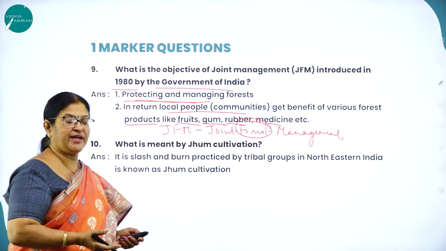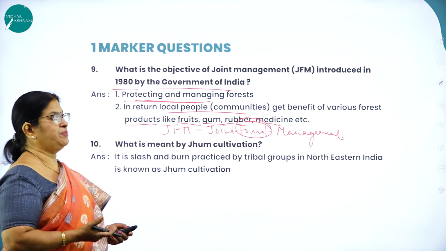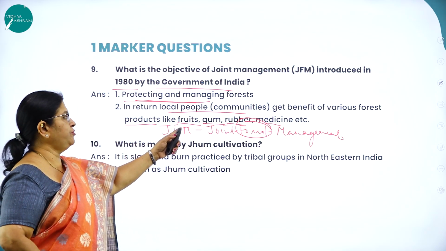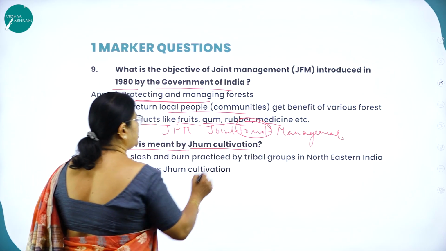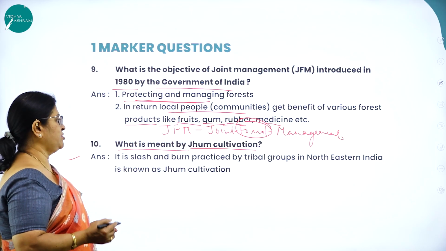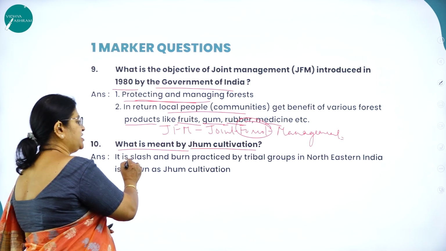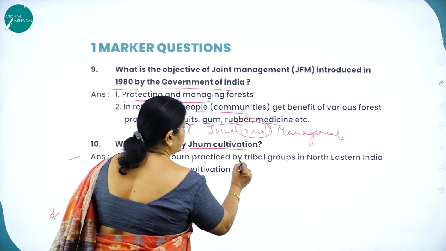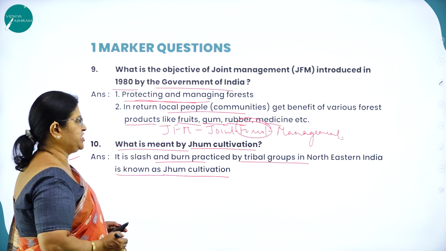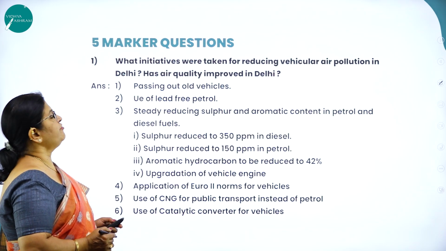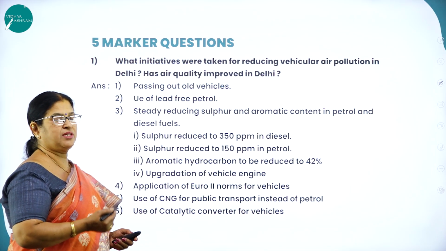Obviously, when we protect our nature, we are directly benefited by nature with many products like fruits, gum, rubber, medicine, etc. Next, what is meant by jhum cultivation, which is also called slash and burn cultivation? Slash and burn practiced by the tribal groups in northeastern India is known as what? Jhum cultivation.